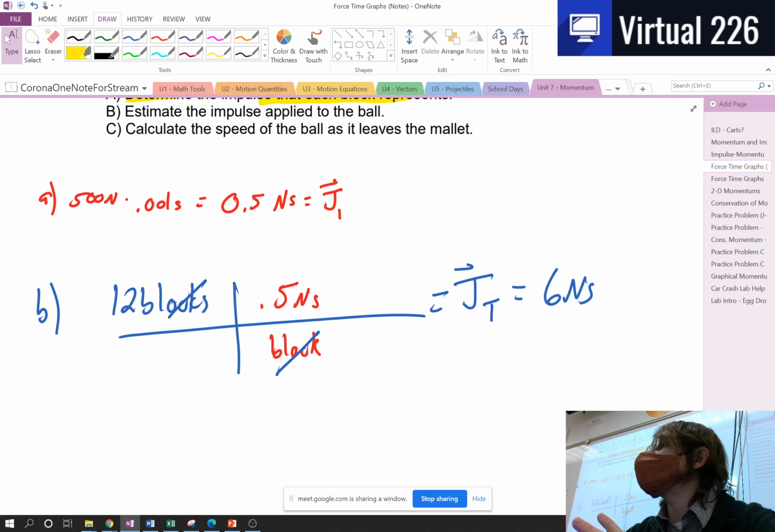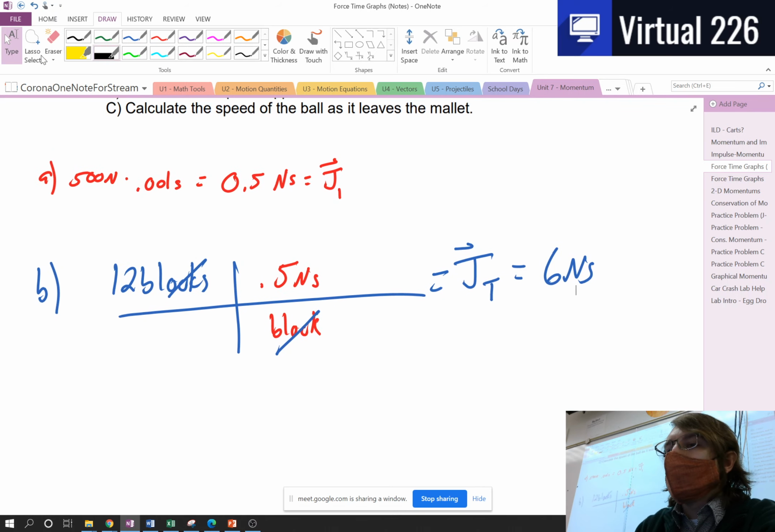That's the big takeaway from what we've done here on reading these graphs. All we've done is said, look, there's a graph, it has a curve on it, I need to find the area. If you can find that area by counting blocks and figuring out how much each block is worth, you did it. You found the total impulse. So it's nothing crazy there.